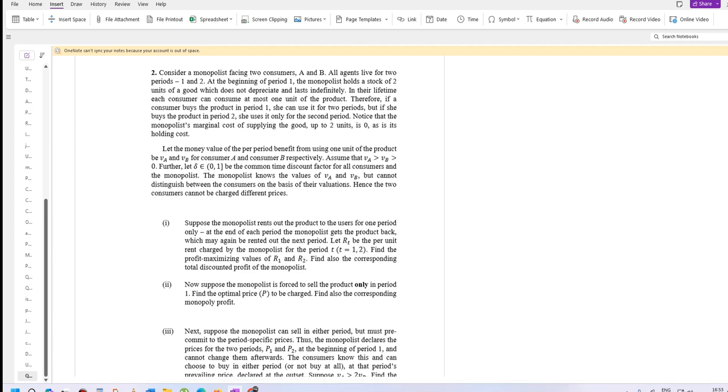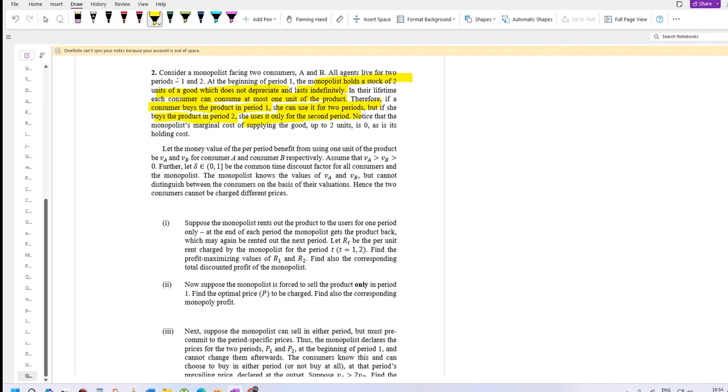Okay, here we go. Consider a monopoly facing two consumers A and B, and all agents have two periods, 1 and 2. At the beginning of period 1, the monopolist holds a stock of 2 units of the good, which doesn't depreciate and lasts indefinitely. In their lifetime, each consumer consumes at most 1 unit of the product. Therefore, if a consumer buys the product in period 1, she can use it for 2 periods, but if she buys the product in period 2, then she can only use it for period 2. Okay, 1 period only. Notice that the monopolist's marginal cost of supplying goods is 0, and there is no holding cost.